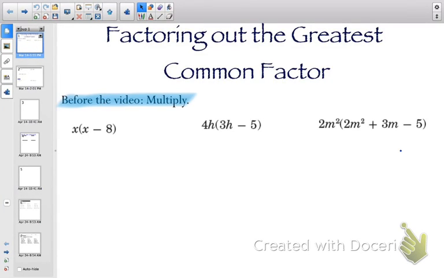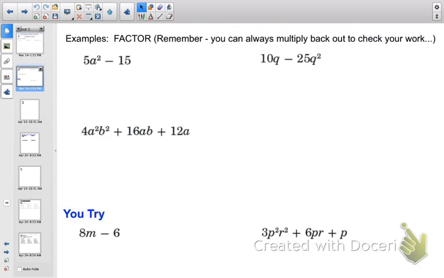Alright, so hopefully before this video you multiplied these out and we will check our answers when you come to class. So starting the notes for the actual video, we're factoring using the GCF.